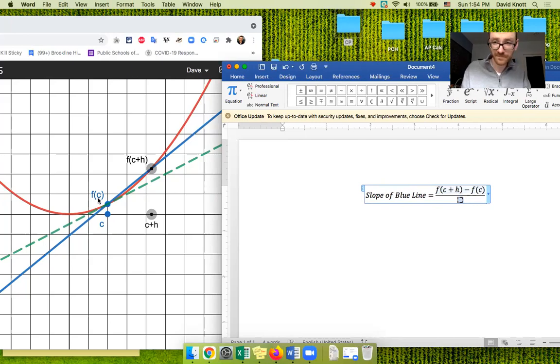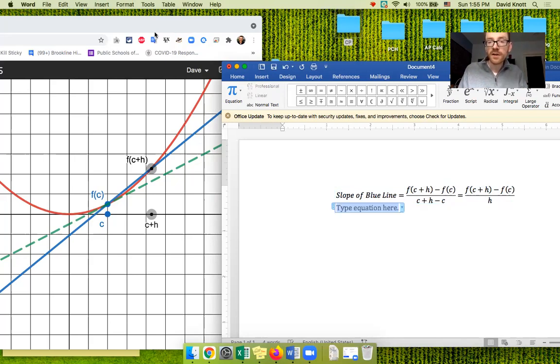That's the rise. And then what is the run? Well, it's the difference in the x coordinates. The x coordinate of this point here is c plus h, and the x coordinate here is just c. So if I subtract c, that gives me the run. One thing you might notice is that in the denominator of this expression, there's some cancellation. We have c plus h minus c, which just leaves you with an h. So this is a formula for the slope of the solid blue line. But of course, I want a formula for the slope of the tangent line.